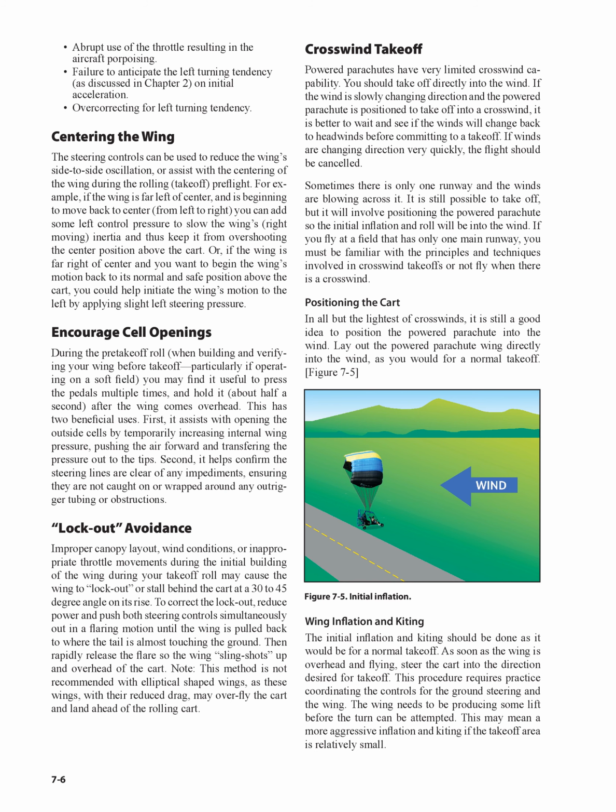Lay out the powered parachute wing directly into the wind, as you would for a normal takeoff. Figure 7.5, wing inflation and kiting. The initial inflation and kiting should be done as it would be for a normal takeoff. As soon as the wing is overhead and flying, steer the cart into the direction desired for takeoff.